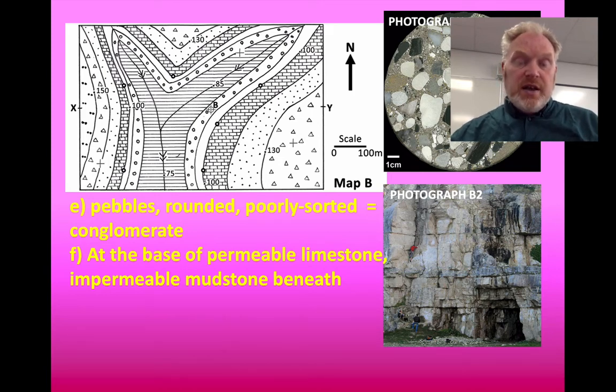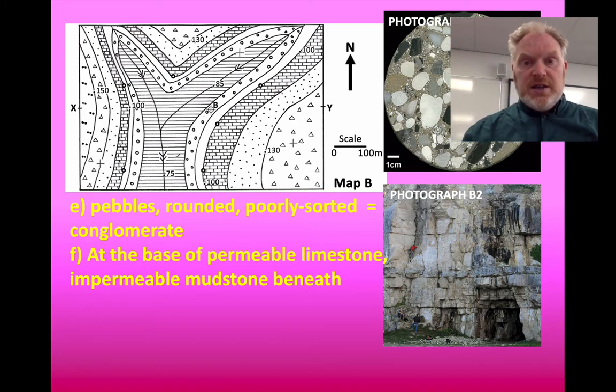The springs are there because underneath the limestone, we can see we've got a mudstone. Okay, mudstone is generally impermeable. So the water flowing down through the limestone hits that impermeable mudstone, can't go down anymore, so then will start to flow out of the ground, creating that line of springs.